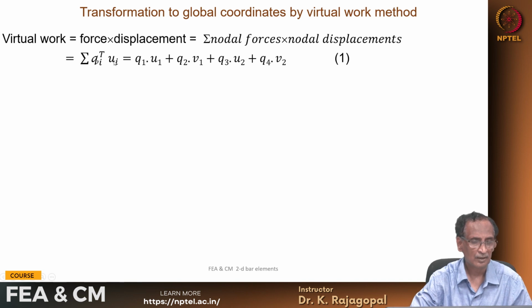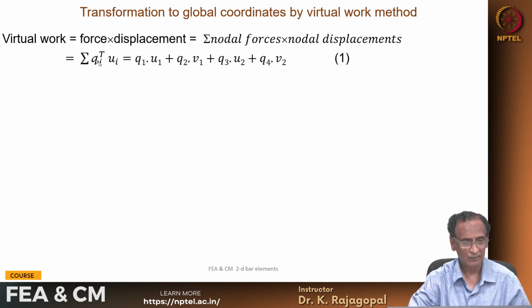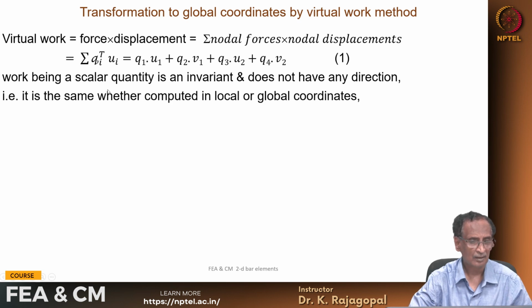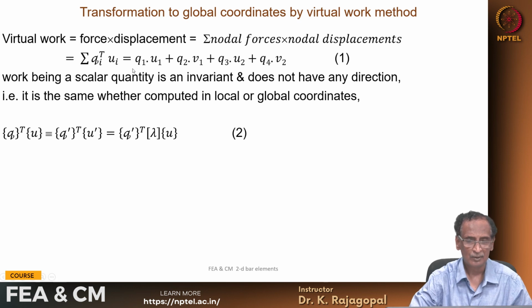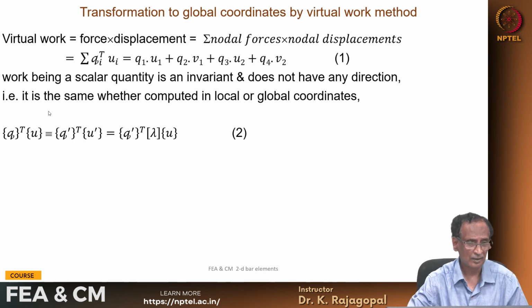And say u is a vector of length 4, and q will also be a vector of length 4, but q transpose is a vector of 1 row and 4 columns. So the product is this, and this quantity is exactly the same even if you write it as q1 prime u1 prime plus q2 prime v1 prime and so on. So whether you compute this virtual work in the local coordinates or the global coordinates, it is the same.